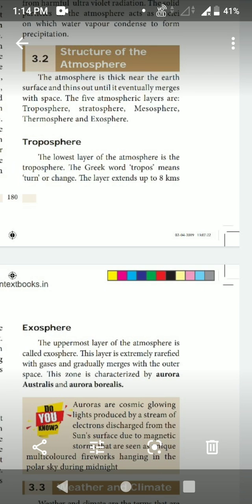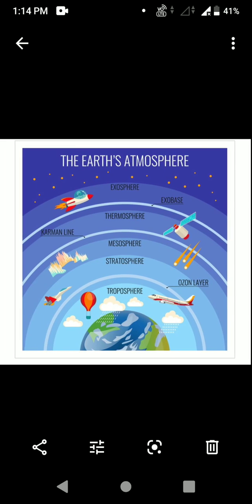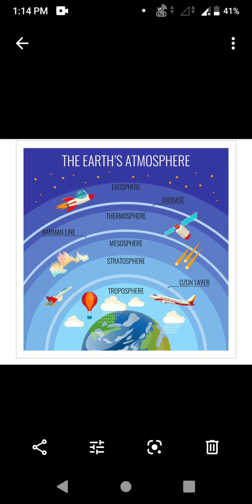Structure of the atmosphere. What do you know about this structure? Structure means what? In Tamil we say adukku. Okay. So, how many structures of the atmosphere do you know? There are 5 structures of the atmosphere. About this only we are going to learn today. Do you know the structure of the atmosphere? Structure means what? Adukku.